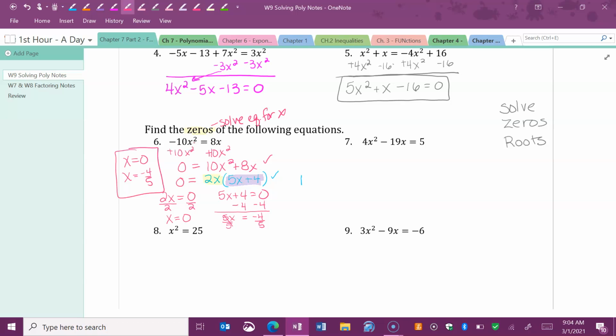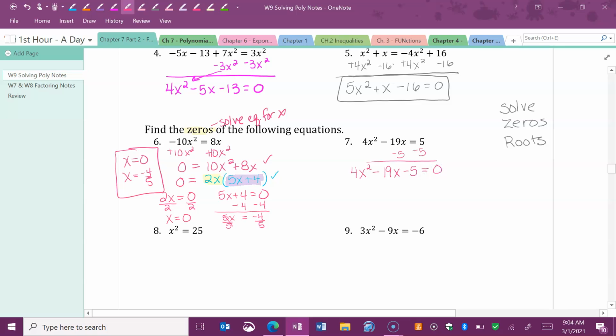When I look at number 7, again, step 1, set that equal to 0. That is not set equal to 0. My 4x squared is positive already, and I don't have anything to combine that with. So I'm going to go ahead and subtract my 5 over here. Now note, even though I'm writing it under that negative 19x, I don't combine those. So I have 4x squared minus 19x minus 5 equals 0.